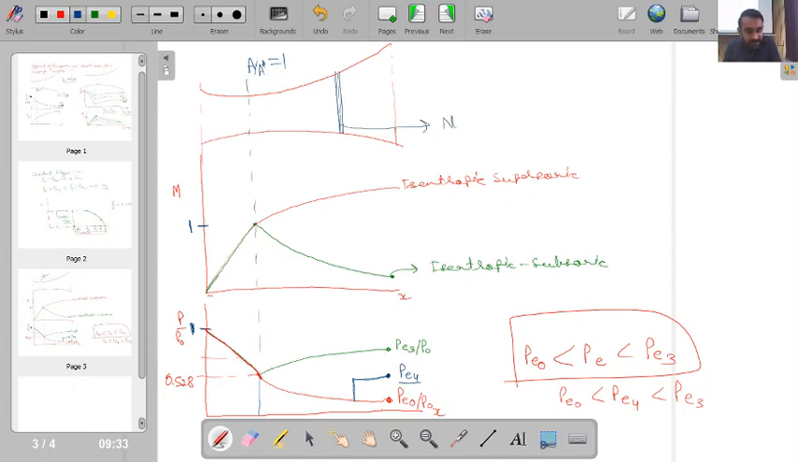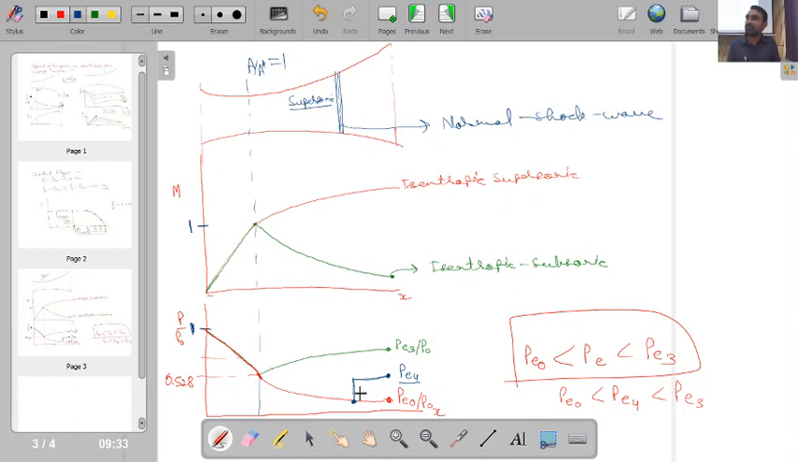So here I will be having presence of a normal shock wave. What this normal shock wave will do: just above the normal shock wave, my flow over here was supersonic. So this supersonic curve was coming and then it has experienced a shock wave.